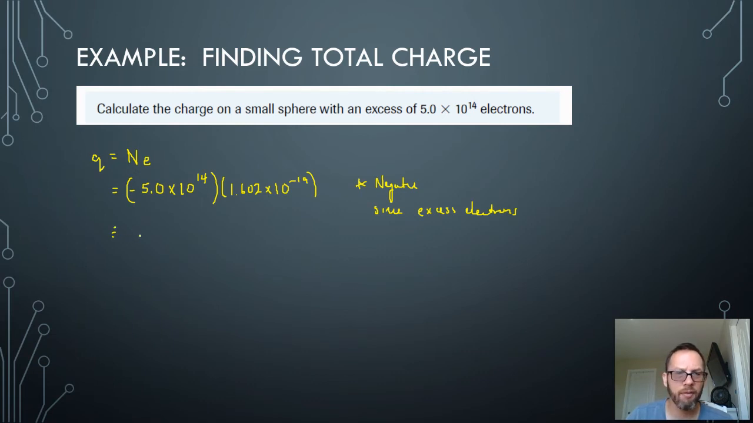So that is negative 8 times 10 to the minus 19 coulombs. So that'd be the charge.